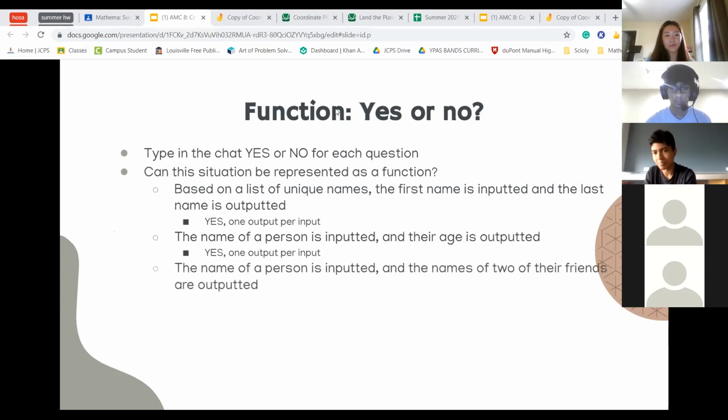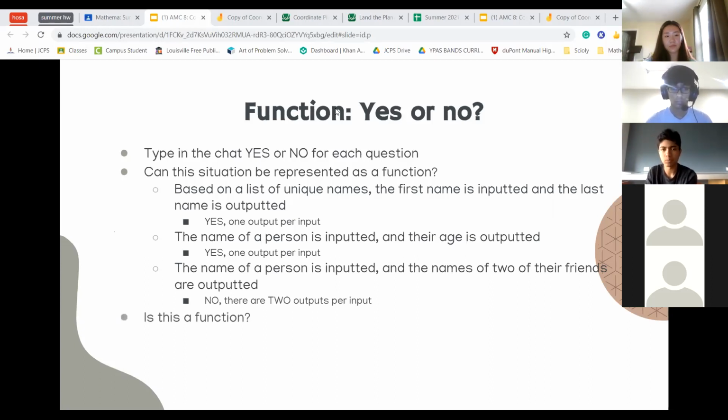The third example is if the name of a person is inputted, the names of two of their friends are outputted. This one's also pretty trivial. You should be able to do this flawlessly. We've gotten a lot of no's. It is not a function because there are two outputs per input.